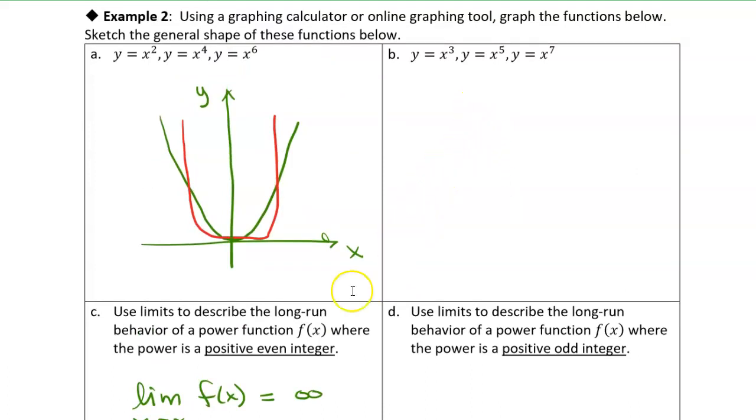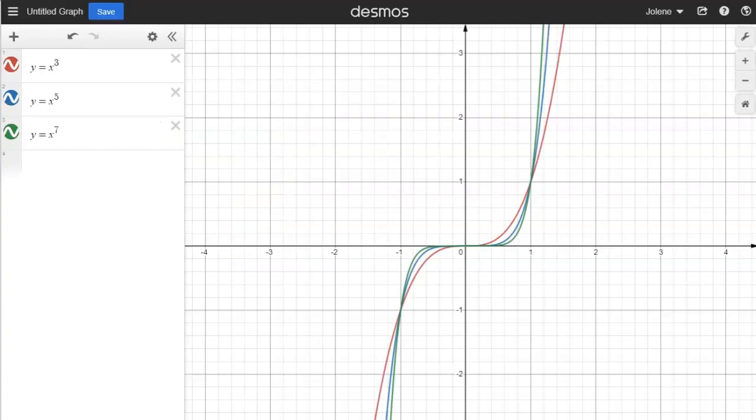Okay. All right. So the next thing I want to do is look at the odd powers of x. So x to the third, x to the fifth, and x to the seventh. So I'm going to bring up Desmos again. All right, so here I've graphed x to the third, x to the fifth, and x to the seventh in Desmos. And you can see again that they have a very similar shape. In particular, the long run behavior of these functions, right? Because as x goes to positive infinity, the function goes to positive infinity. And if we go in the negative direction, as x goes to negative infinity, the functions go to negative infinity.